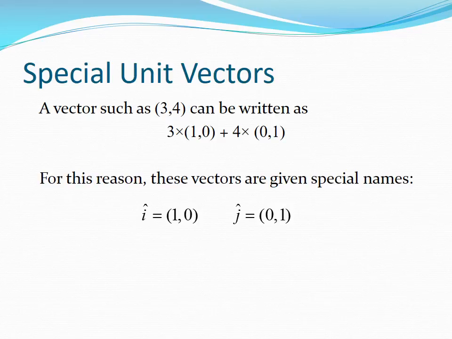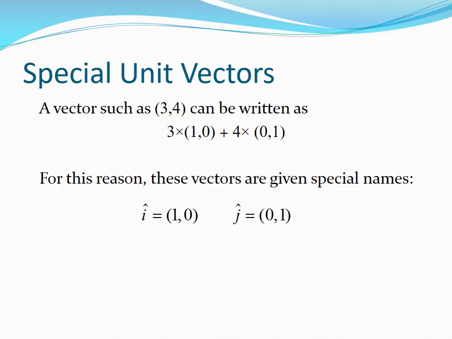A vector such as 3, 4 can be written as 3 times the vector 1, 0 plus 4 times the vector 0, 1. For this reason, these vectors are given special names. i is the vector 1, 0, and j is the vector 0, 1. Notice the little hats on top of the letters i and j. This indicates special vectors called the unit vectors.